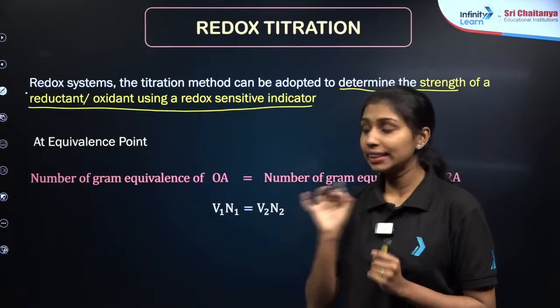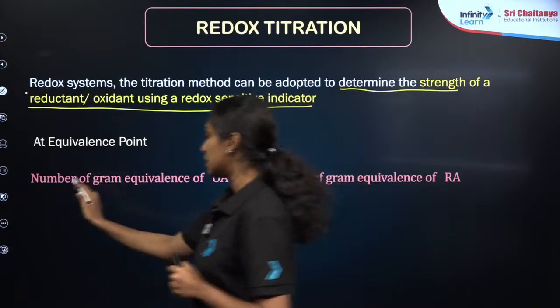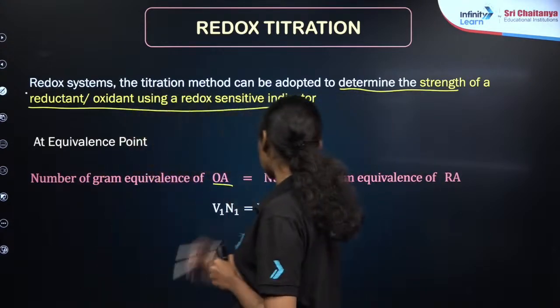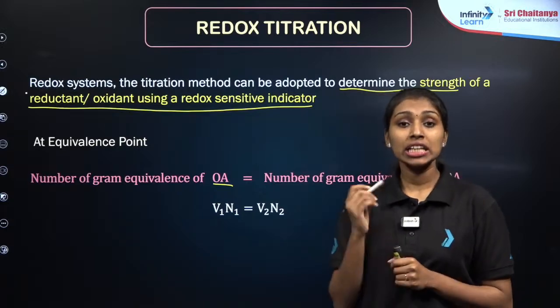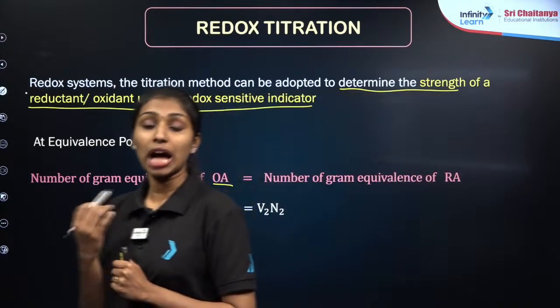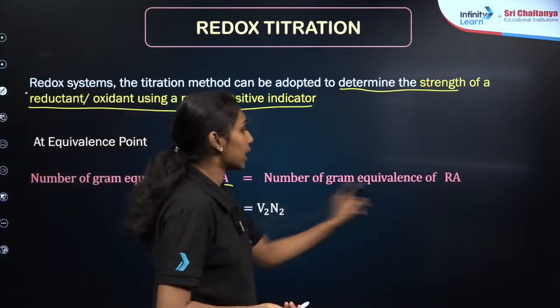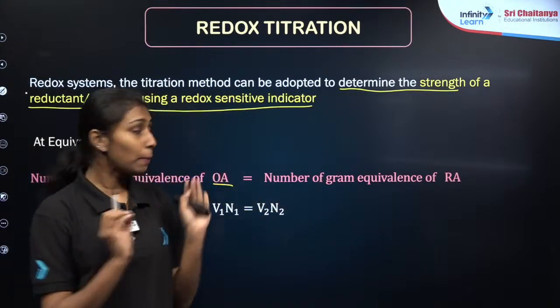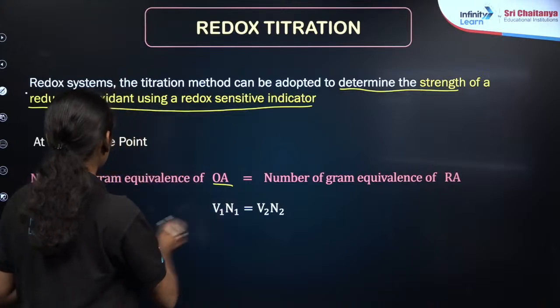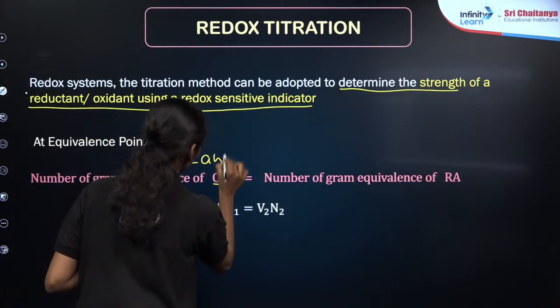The principle behind that: the number of gram equivalents of oxidizing agent should be equal to the number of gram equivalents of reducing agent. Clear? Number of gram equivalents of oxidizing agent is equal to the number of gram equivalents of reducing agent. That will be the major principle behind the redox titration, and this is known as the law of equivalence.